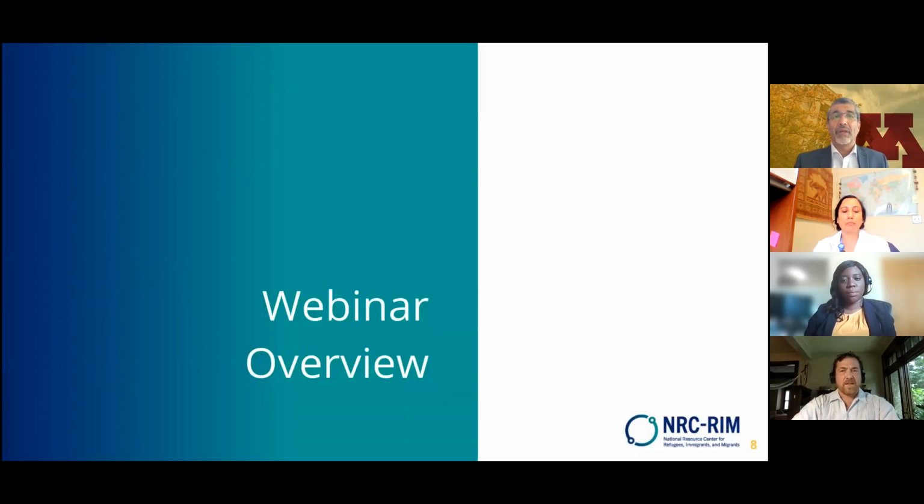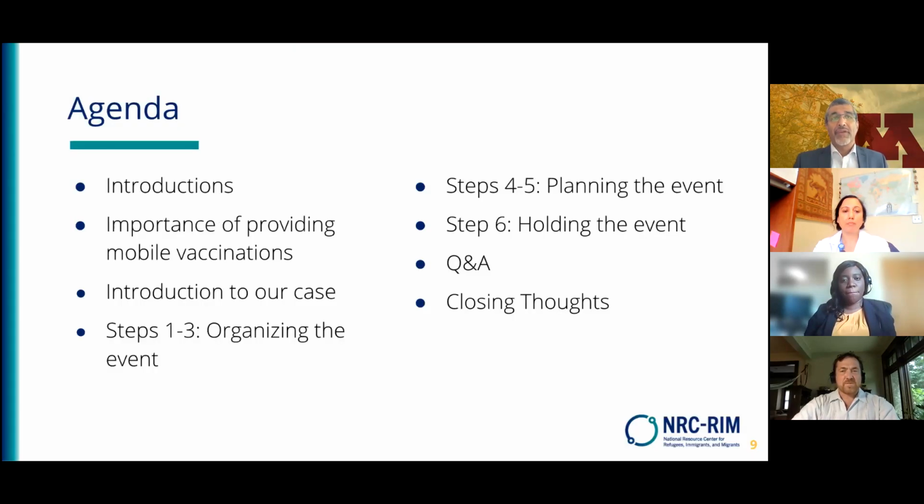So today's webinar, we will start with some introductions of our panelists. We'll talk a little bit about the importance of providing mobile vaccinations, and we'll present this as a case discussion. We'll also then step into the different steps in arranging for mobile vaccination campaigns. Step 1 to 3 are about organizing the event. Step 4 to 5 is actual planning of the event. And step 6 is holding the event. As you can see, there are more steps than just holding an event. We'll follow this up by a question and answer session, and then have closing thoughts from our panelists.